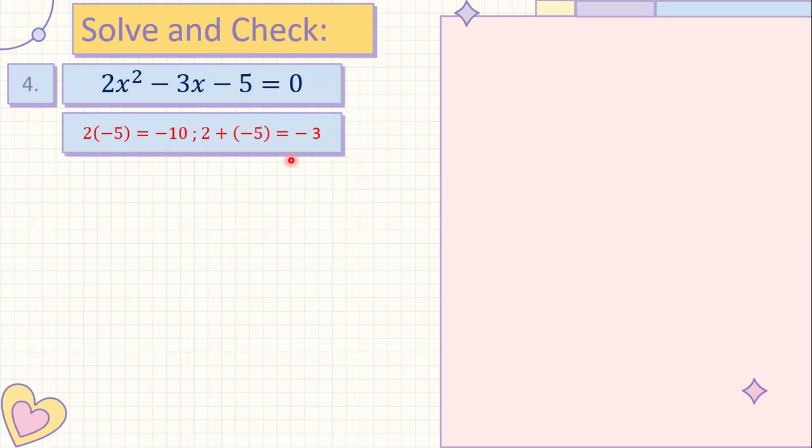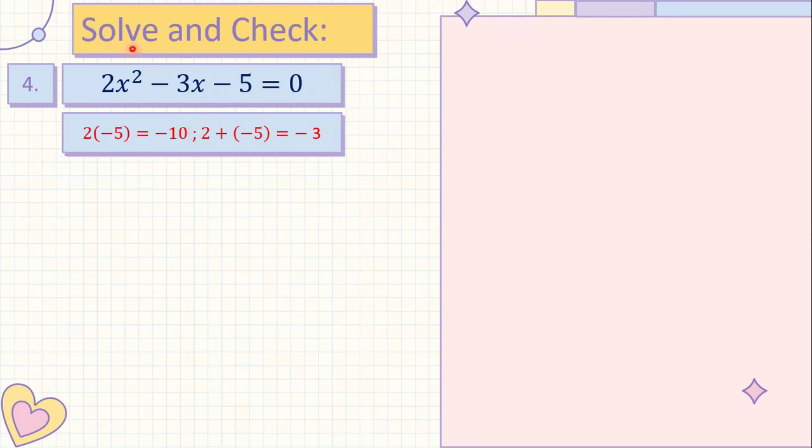So, the factors of -10, which have the sum of -3, are 2 and -5. So, you just think of two integer factors whose product is AC and whose sum is B. So, yan yung ginagamit to factor out that kind of equation. So, let's have now the factors.